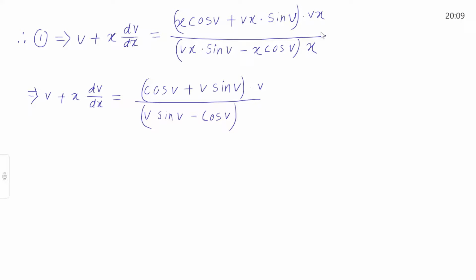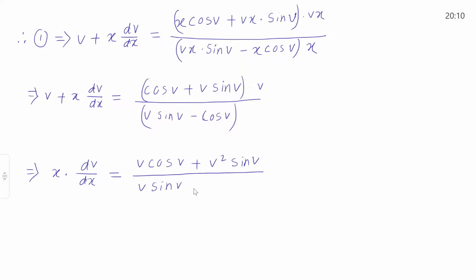And the whole into x is already cancelled. Okay, so now shift this v to the right-hand side. This implies the left-hand side is x into dv/dx. On the right side, complete the product, so what will come here: v cos v plus v square sin v, divided by this, v sin v minus cos of v, then this minus v. This implies take LCM on the right-hand side.